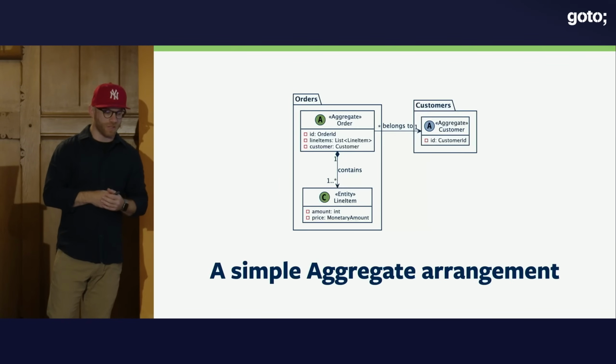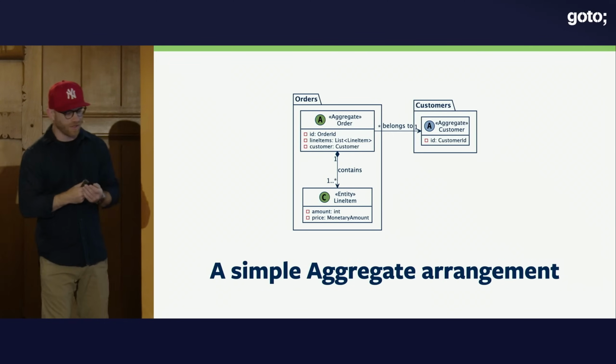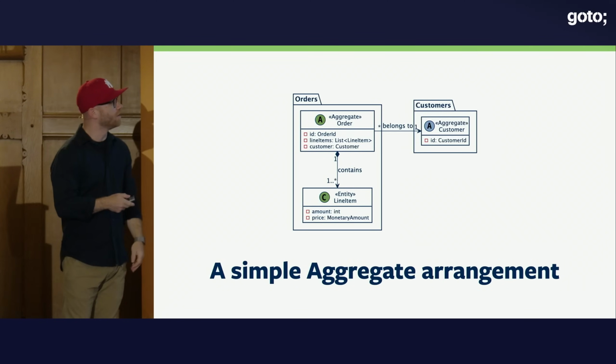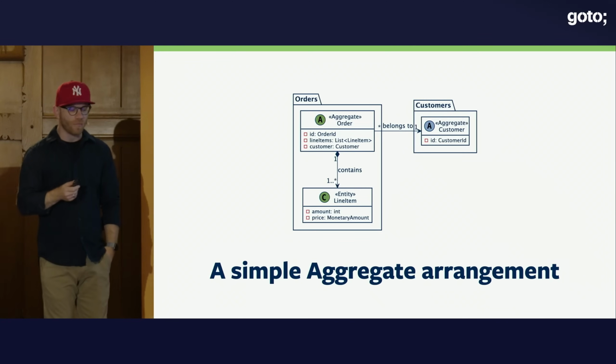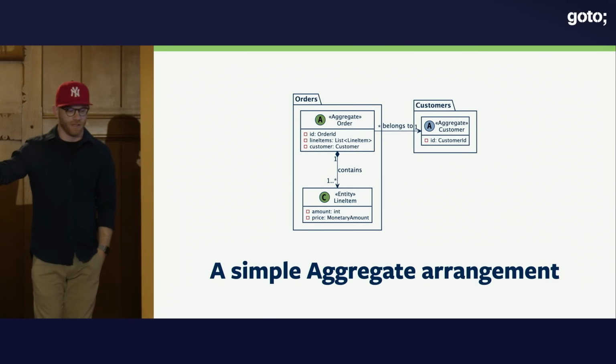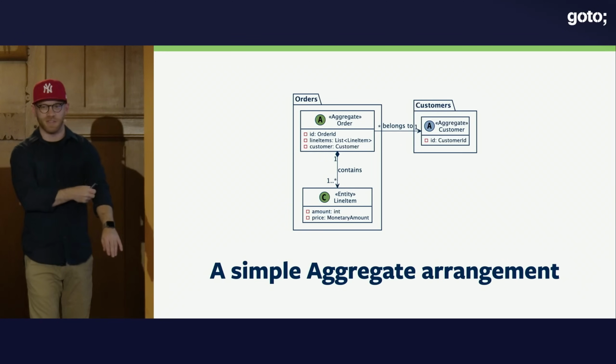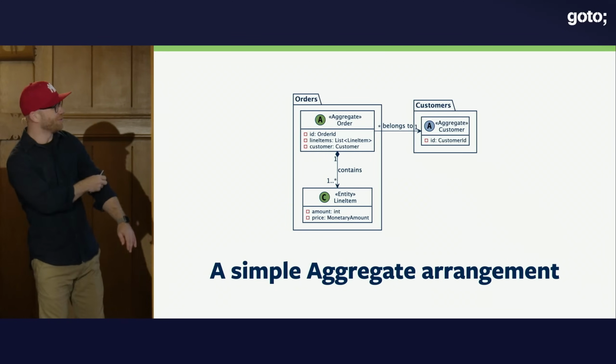So just a very simple example. What you see here is an order that consists of a set of line items, and the order belongs to a customer. Some customer has placed that. Forgive me that I'm using UML here. I'm a bit busy in the university environment, so I'm kind of used to work with that.